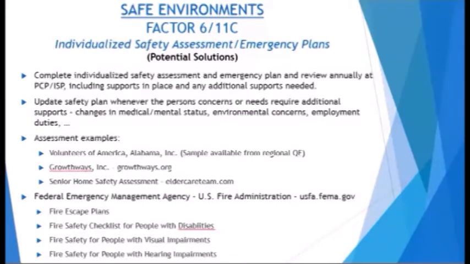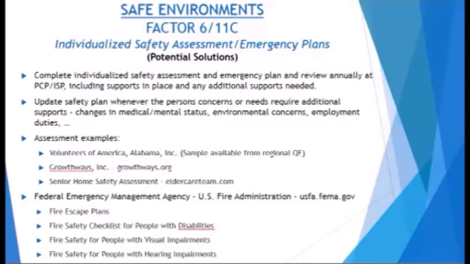Safe environments with Factor 6 and 11C. Safety assessments and emergency plans. Again, some things that you might want to consider is to complete individualized safety assessments and emergency plans and review annually at the person-centered plan. Safety plan whenever the person's concerns or needs require additional supports, such as when a person might fall and now they have to use a walker. Well, plan to keep them safe.